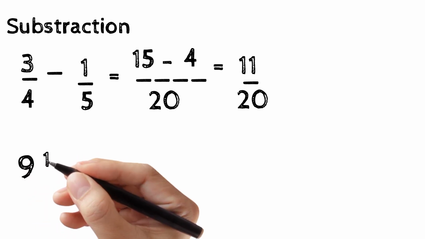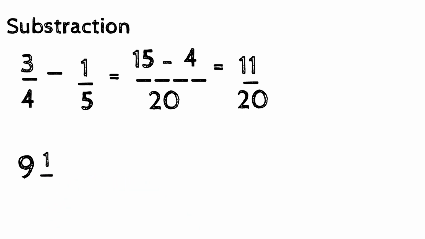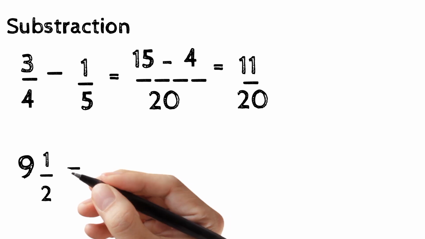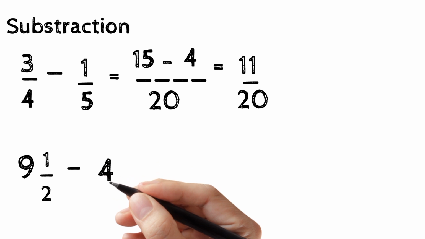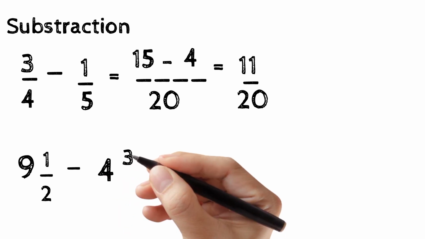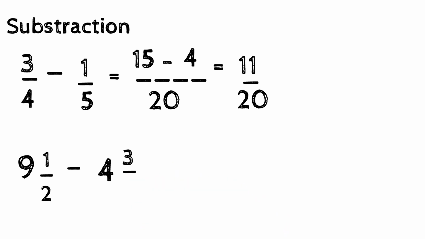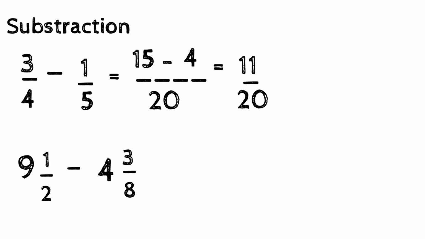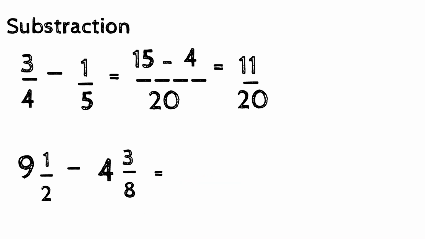Now how can we subtract the mixed fractions? 9, 1 over 2, then minus 4 and 3 over 8. Now here also we start with the whole numbers, which are 9 and 4.